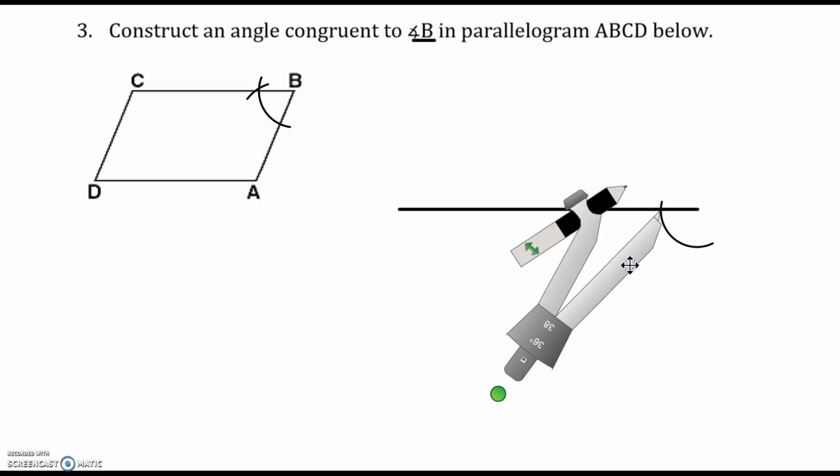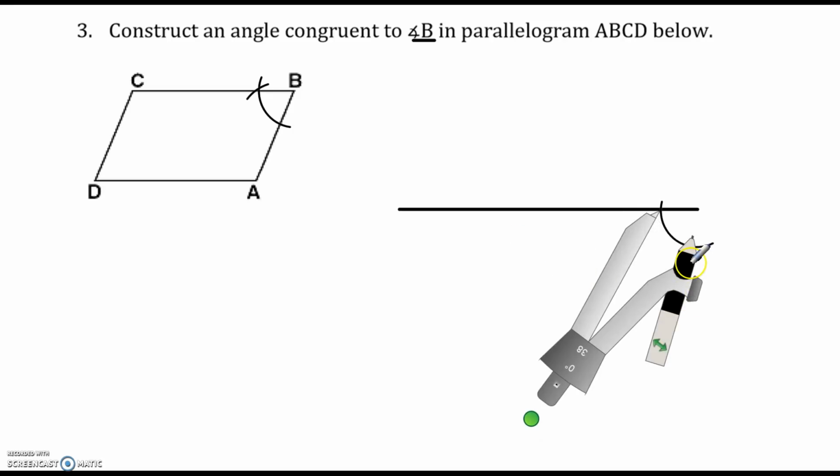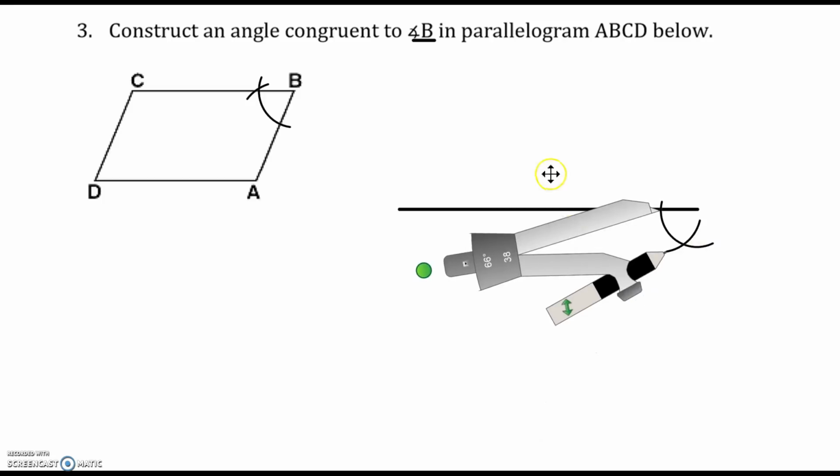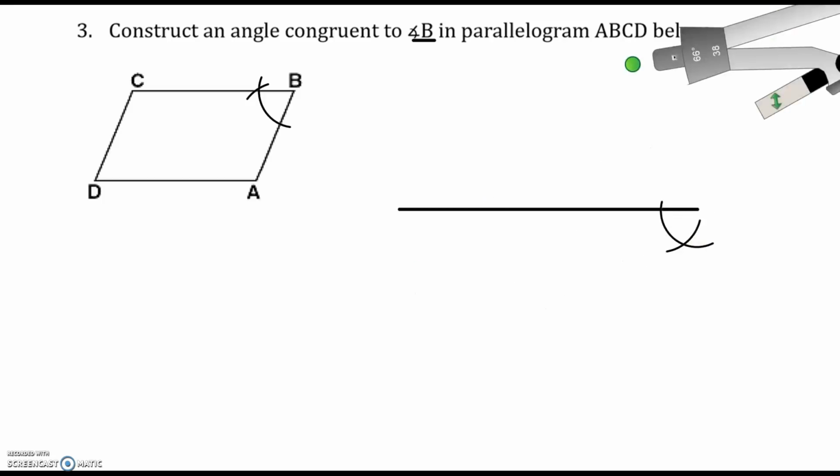Start on the line. You might have to flip your compass around and go off of that to create an intersection with the arcs that you can then connect to make an angle congruent to angle B.